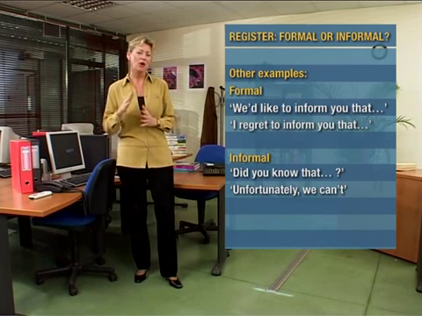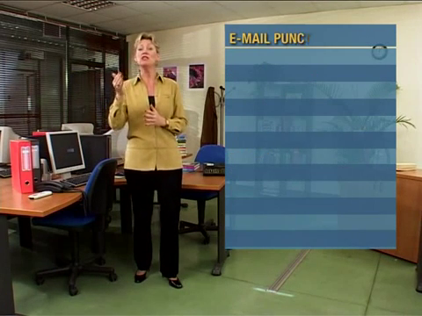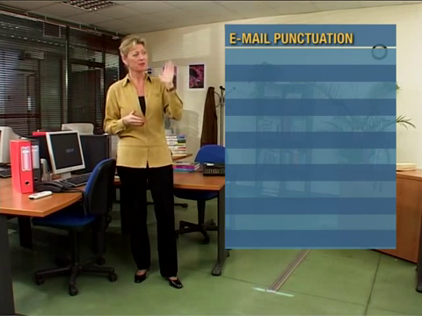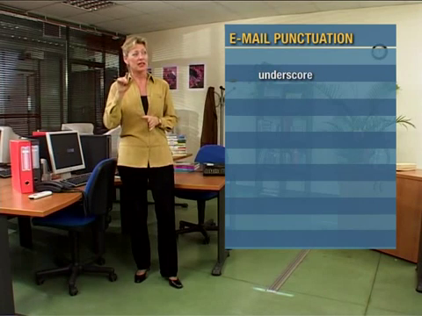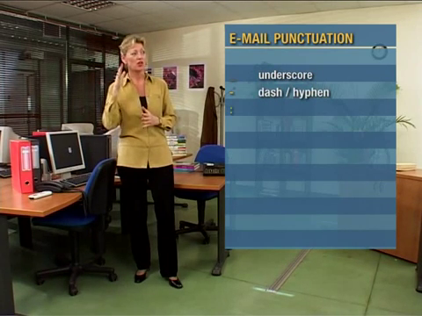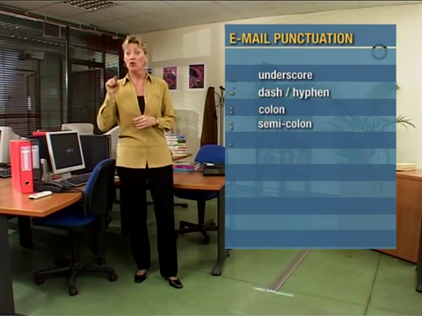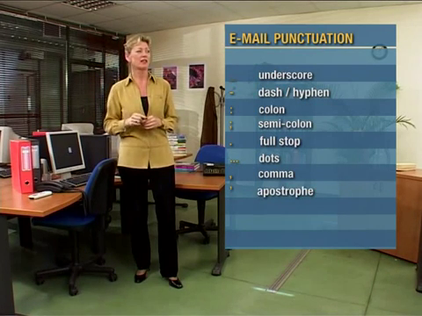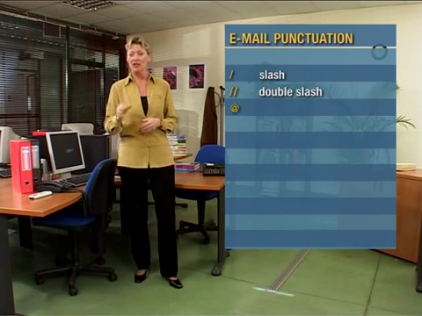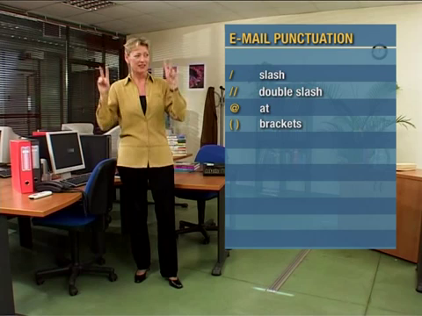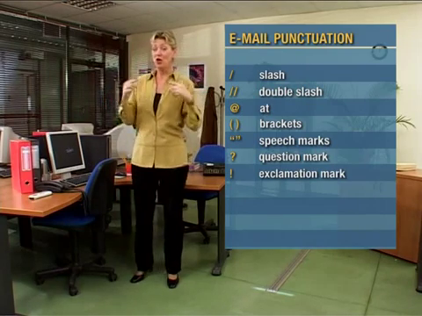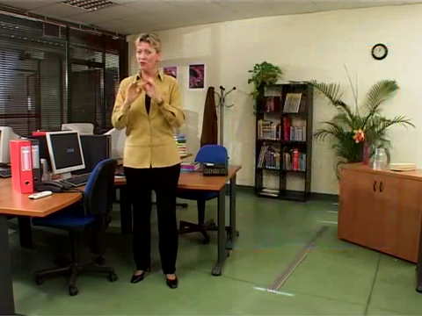But one more important thing, when you're dictating email addresses, you need to know how to say the punctuation of emails. So let's look at that list now together. The first one, underscore, dash or hyphen. Next, colon, semicolon, full stop, dots, comma, apostrophe, slash, double slash, at, brackets, speech marks, question mark, and exclamation mark. All right, so learn those and practice them. They're very important from when you're giving or you're taking email addresses.